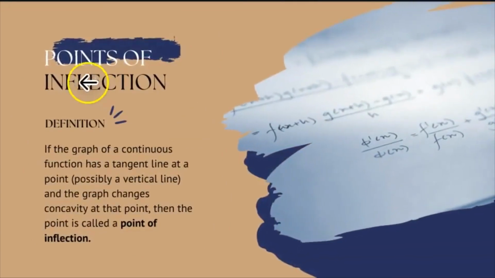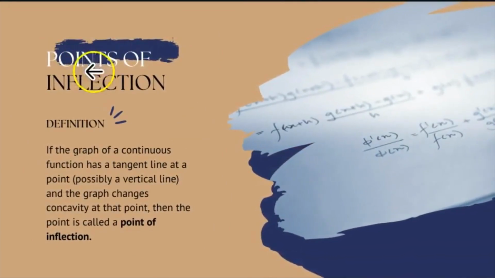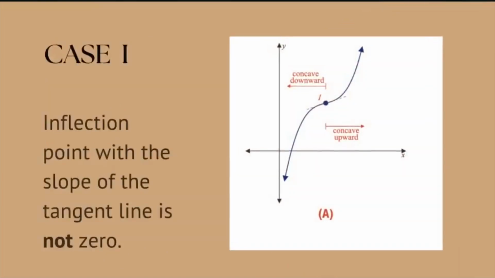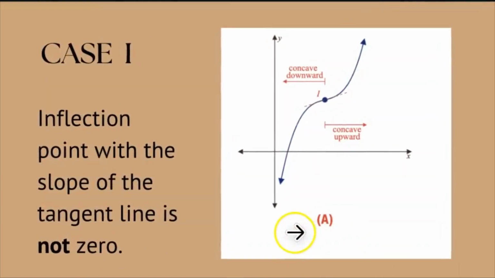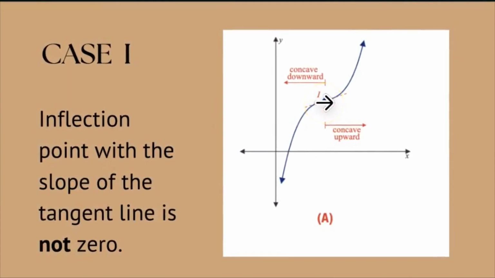Now for points of inflection. By definition, if the graph of a function is continuous and it has a tangent line, possibly vertical, and the graph changes concavity at that point, then the point is called a point of inflection. Case 1. We have a graph here and the inflection point with the slope of the tangent line, and it's not 0. In fact, it's sloping upward.